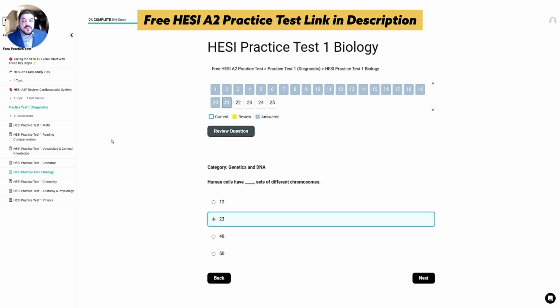Now, you're probably thinking, why not 46? And that's okay. A lot of people mess this up, including me. This is what makes it very tricky. But the question is asking how many sets human cells have. So a set is 2, right? So 2 times 23 is 46. So 23 from each parent, right? So just make sure you understand that.